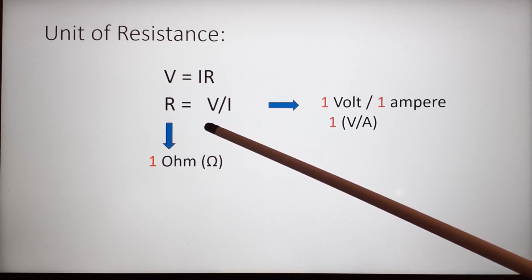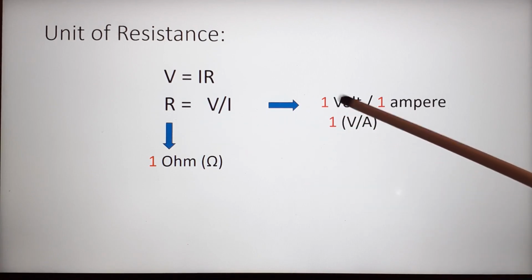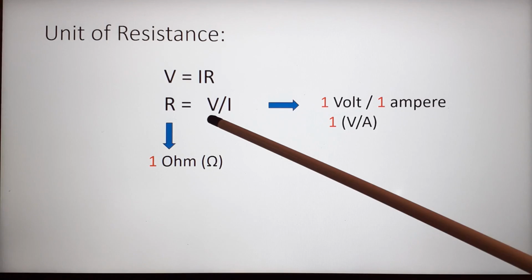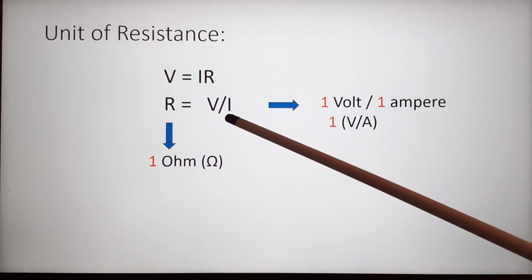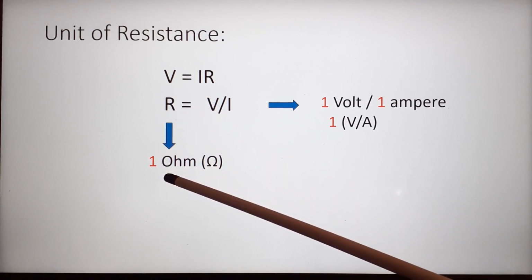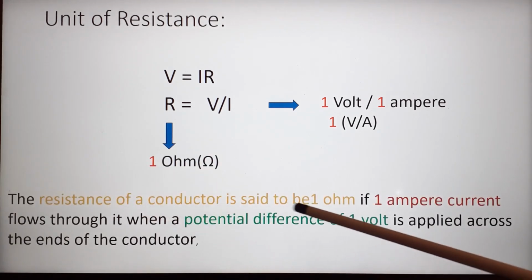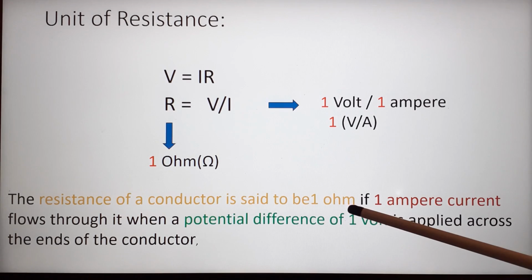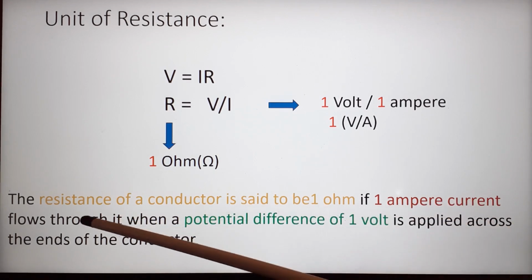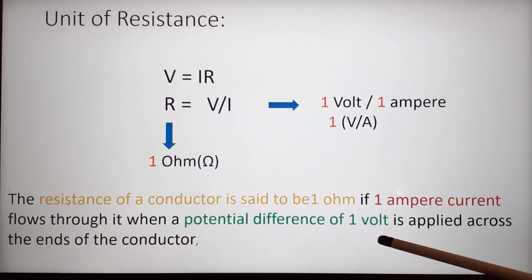Let us define in an easy way. When 1 volt of potential difference is applied across the ends of the conductor, and due to that, if 1 ampere current flows, then resistance of wire is said to be 1 ohm. Let's see the actual definition. The resistance of conductor is said to be 1 ohm if 1 ampere current flows through it when potential difference of 1 volt is applied across the ends.